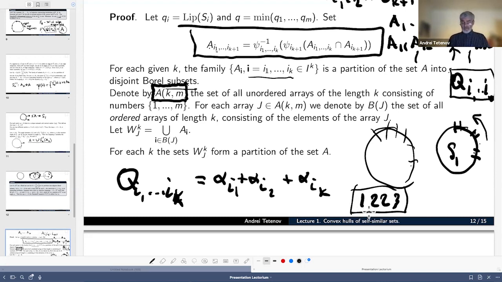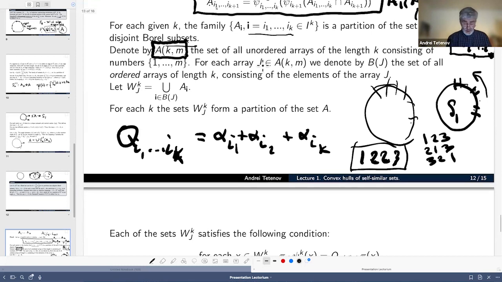If we take the sequences of length 3, then it will be 1, 2, 3, 2, 1, 3, 3, 2, 1, and so on. Since this number 2 appears here 2 times, there will be 12 possible combinations of these indices. And this set of all these combinations will be J. So each J will be a family of all ordered arrays of length k consisting of the elements of array A. And these will be all the multi-indices which have the same sum of rotation angles.